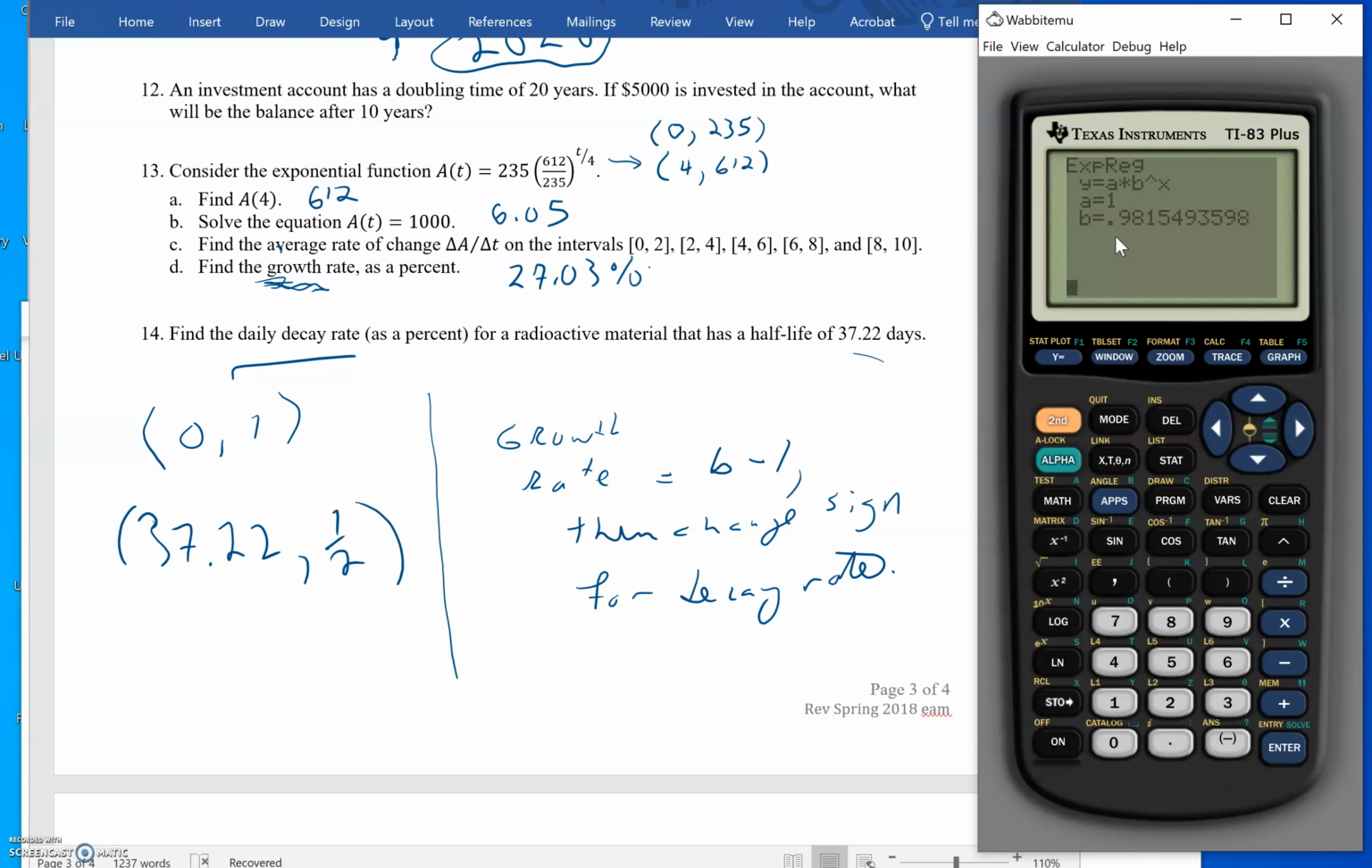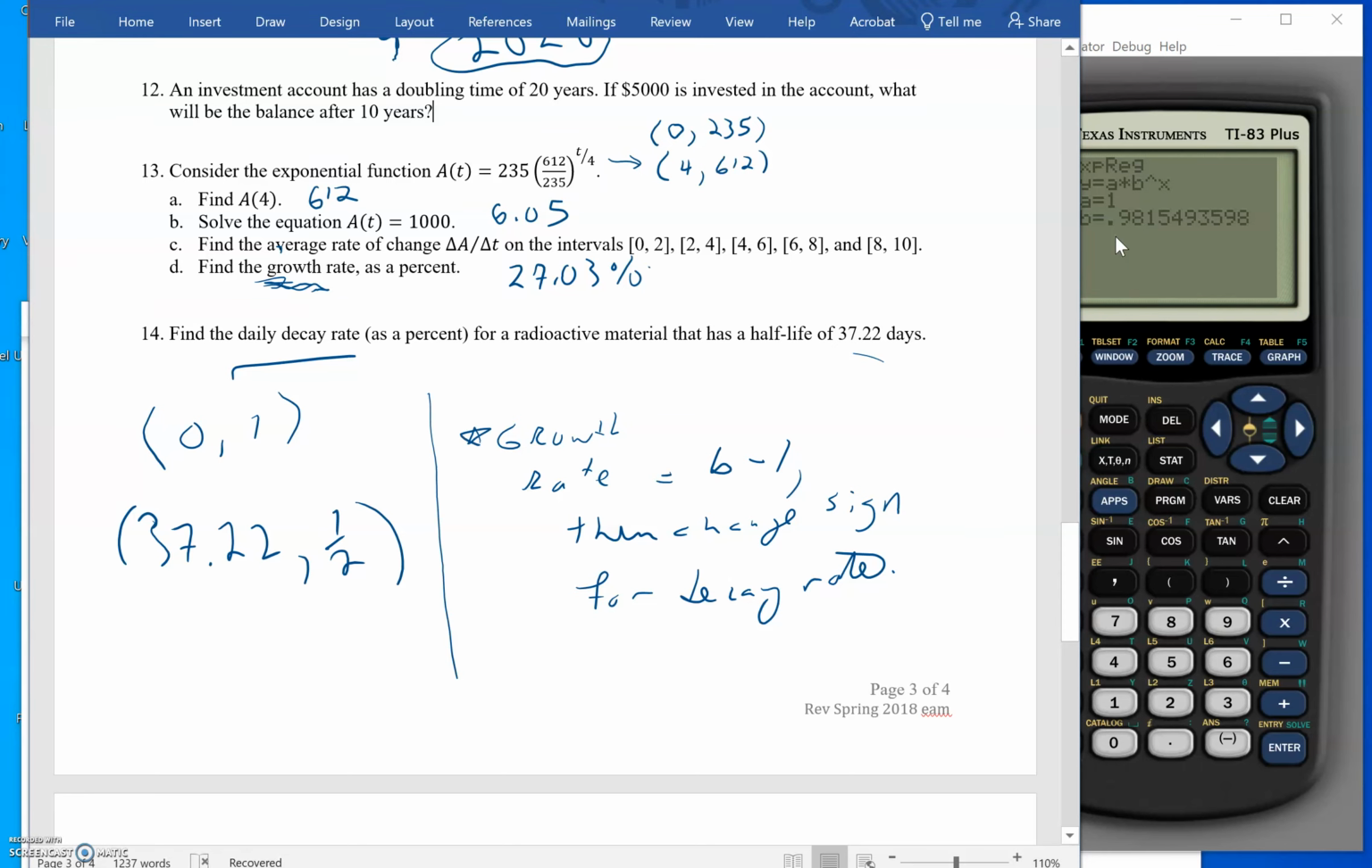Oh, and I should be specific about this. The growth rate is b minus 1. If I wanted to directly get the decay rate, I would do 1 minus b. It's fine for you to do that either way. I'm just going to, because I always forget, find the growth rate first and then change the sign, since I know it is a daily decay rate that I'm looking for.